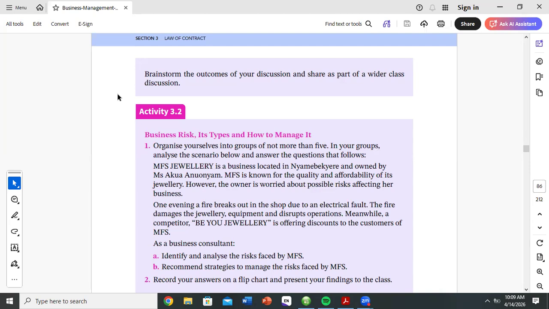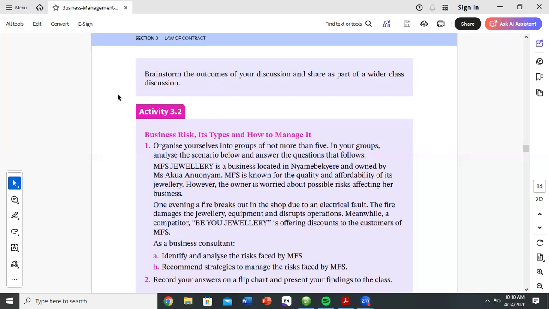But of course, the operational risk and the financial risk that you mentioned are all correct. These are all risks that MFS is facing because one of the outcomes of this fire outbreak will be that, as it's in the case, it disrupts what? Operations. So if your operations are going to suffer, then it means that is an operational risk. And then the bit about financial risk, we are seeing that damages to jewelry and equipment mean the business's financial resources are also getting destroyed. So we are suffering some financial risk as well.